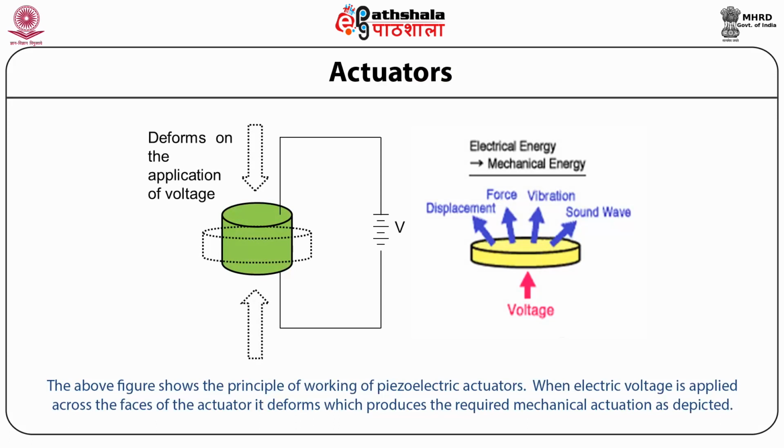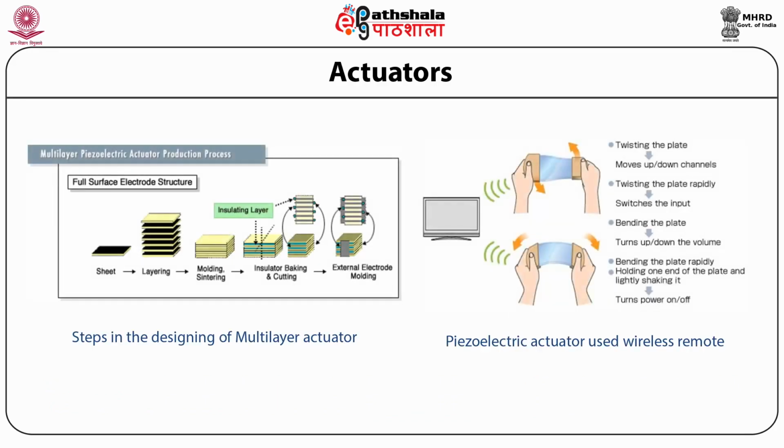Now, as you can see, when we apply a voltage, the actuator deforms. That is, when the electric voltage is applied across the faces of the actuator, it deforms, which produces the required mechanical actuation as depicted. Multi-layer piezoelectric actuator production: this figure shows how a multi-layer actuator is produced. We take a sheet and place them layer-wise, that is layering, then molding and sintering, and after molding and sintering we bake and cut all the insulating layers, and then the external electrode molding.